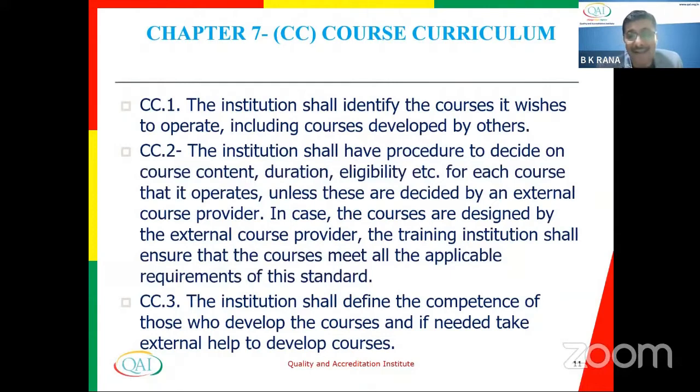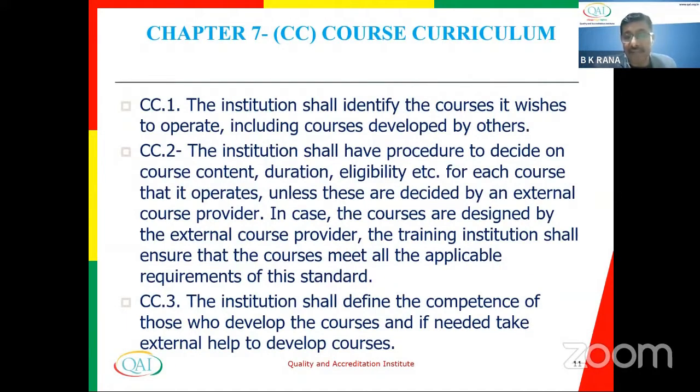What to provide, and it may have both types of courses: the courses developed by you as an institution, as well as any course developed by somebody else. So you can get into an MOU, an agreement with some other institution that has developed a specific course, to get permission to use that course and provide it to students. So you identify those things. The institution shall have procedures to decide on course content, duration, eligibility, etc.